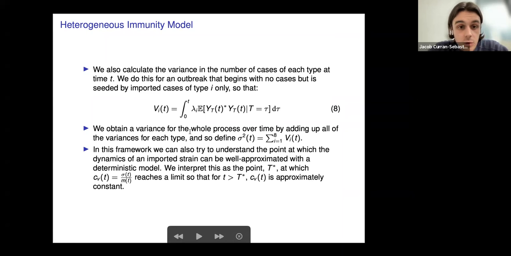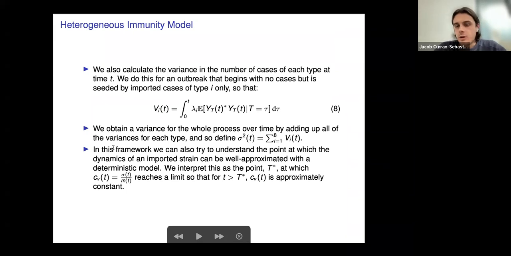So we can obtain the variance for the whole process. We do it for each type i, and then we just sum all of those variances up to get the variance of the total number of cases at time t. So those are two kind of useful things to get.